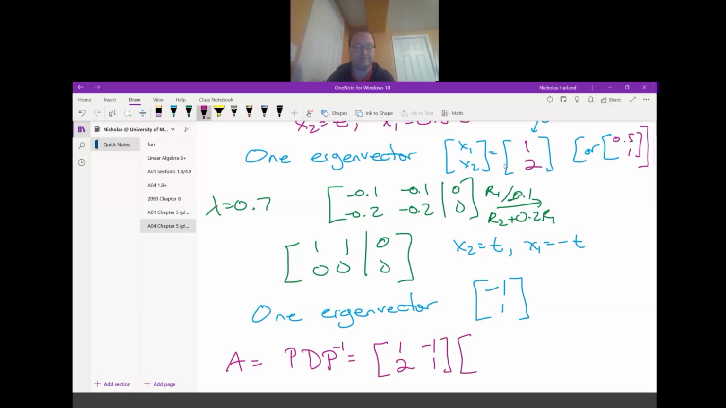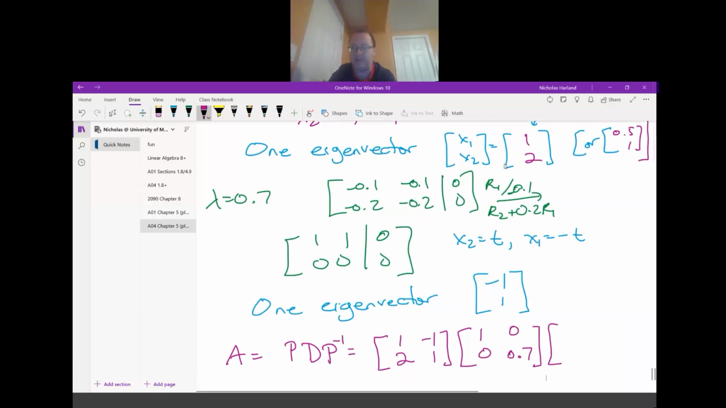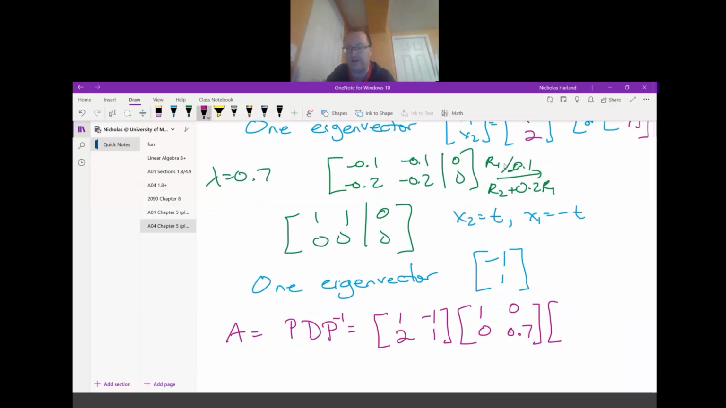What's D? Right, lambda 1 and lambda 2 in whatever order we did them. And as always, if we did the eigenvalues in the other order, it's perfectly fine to swap these, as long as you realize these would swap as well. The order doesn't matter. Being consistent with it does.